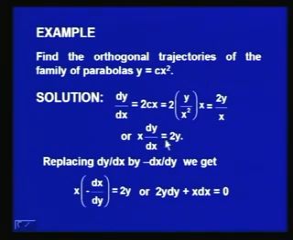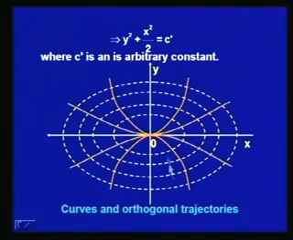It is of the form f(x, y, y') = 0. Now, in this differential equation we shall replace dy/dx by -dx/dy to arrive at the differential equation corresponding to the orthogonal trajectories of y = cx². We shall have x(-dx/dy) = 2y or 2y dy + x dx = 0.